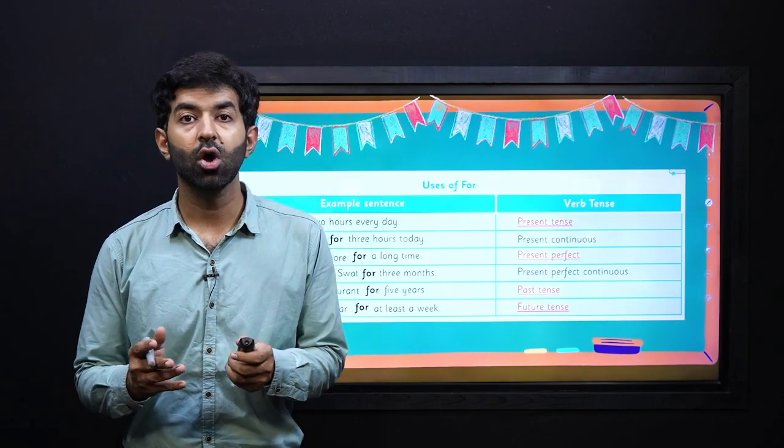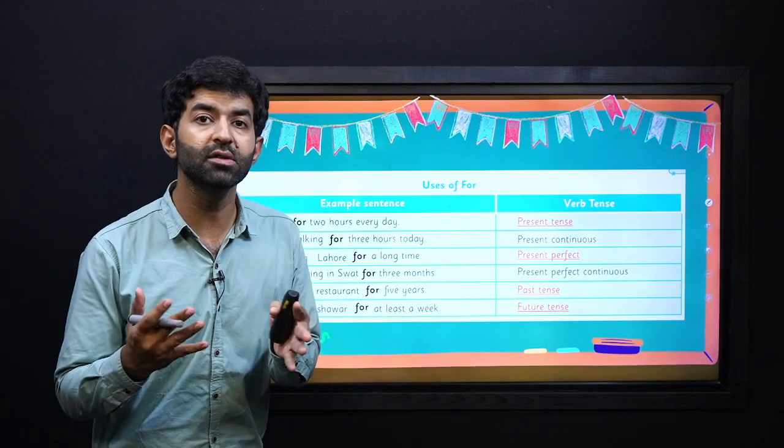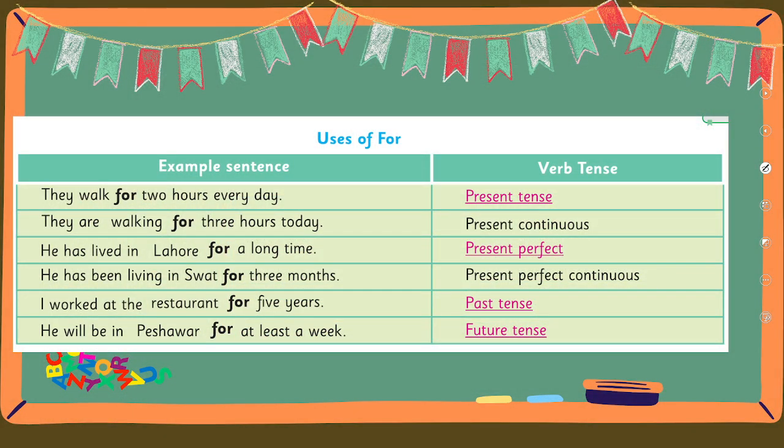All right, let's talk about some uses and let's see what verb tenses are used with these examples. If I say, they walk for 2 hours every day. If I just remove for, they walk 2 hours every day. But how long have they been walking? They walk for 2 hours every day.